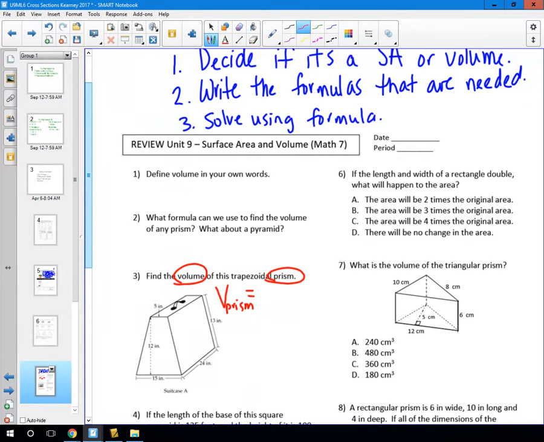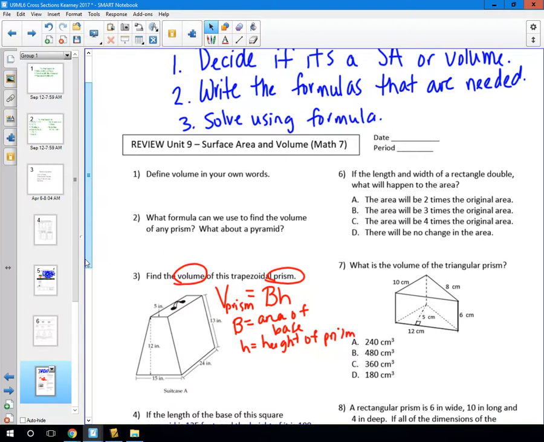So volume of a prism, and you can use your foldable if you've already made it. If not, you can use your notes. Volume of a prism is big B times H. Big B is the area of the base, so we've got to find the area of the base. And H is the height of the prism. So step 3, now we're going to solve using the formula.